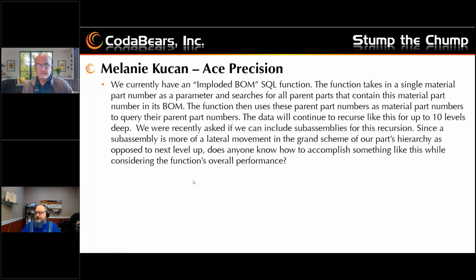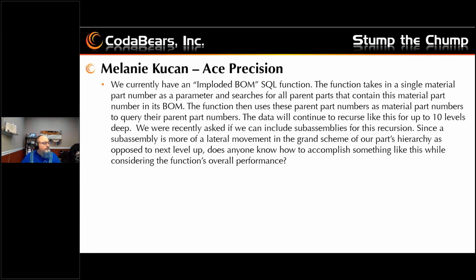All right, Melanie from Ace Precision. We currently have an imploded BOM SQL function. The function takes in a single material part number as a parameter and searches for all parent parts that contain this material part number in its BOM. The function then uses those parent numbers as material part numbers to query their parent part numbers. The data continues to recurse for up to 10 levels deep. Recently asked if we can include subassemblies for this recursion, since a subassembly is more of a lateral movement in the grand scheme of our parts hierarchy, as opposed to the next level up. Does anyone know how to accomplish something like this while considering the function's overall performance?